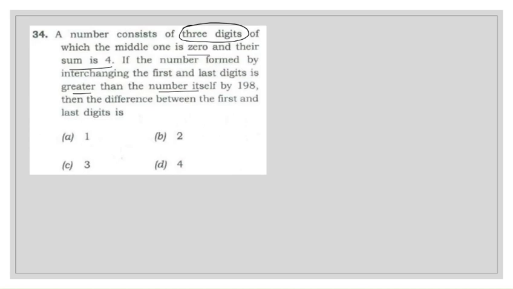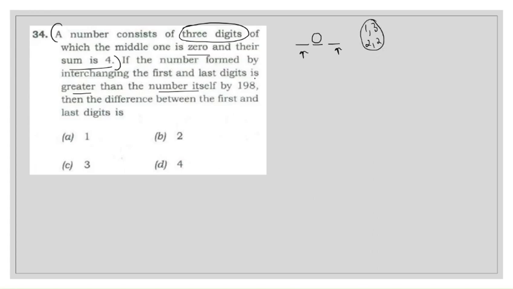So basically this question says that there is a number. The first line says there is a number that consists of 3 digits, of which the middle one is 0. And their sum is 4, which basically means the digits placed at the ones place and at the hundreds place can be either 1, 3 or 2, 2. These can be the only 2 digits placed here.